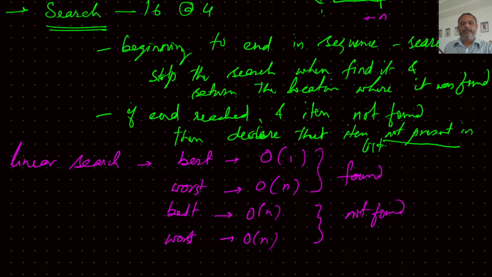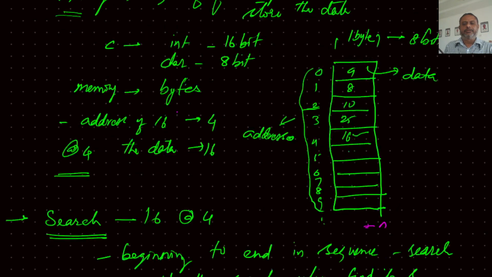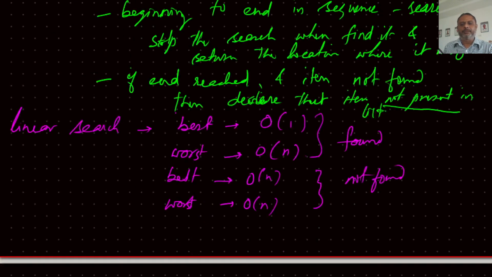On the way, you cannot say it does not exist, because it may exist where you stopped. After that it may exist, therefore you can't just say it does not exist on the way. Midway you have to reach the end, only then can you say it does not exist. But on the way, wherever you find it, you can stop and declare that you found it at the current position. So the best option would be getting it at the first place itself, or the worst possibility would be getting it at the last place.